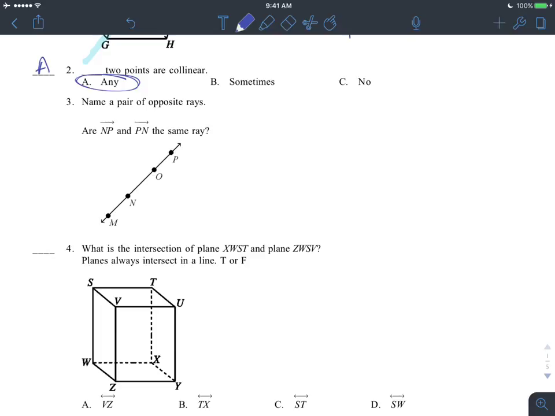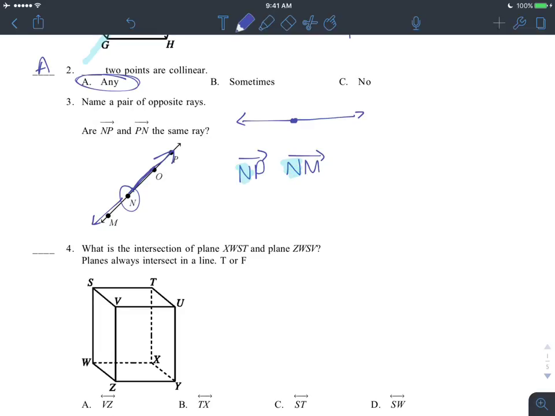So remember, opposite rays share an endpoint, and then they create a straight line. So say we use the endpoint N, then we could use NO or NP, and the opposite one would be NM. So we would have ray NP and NM. They both share that endpoint of N, but then they go in opposite directions, creating a straight line.